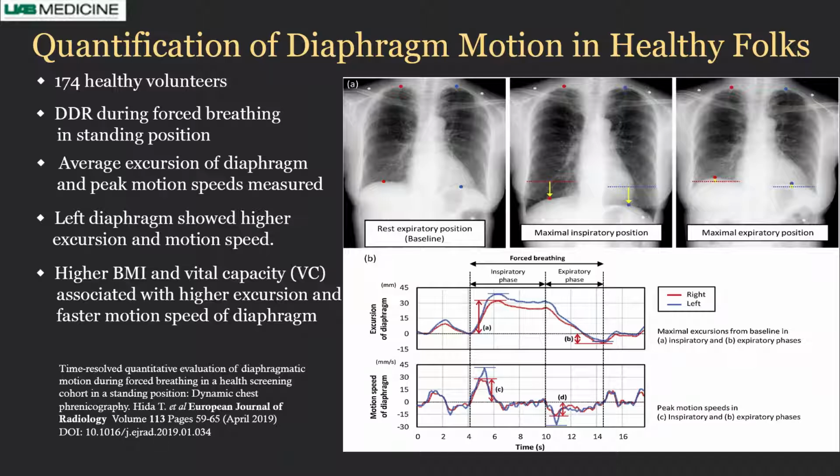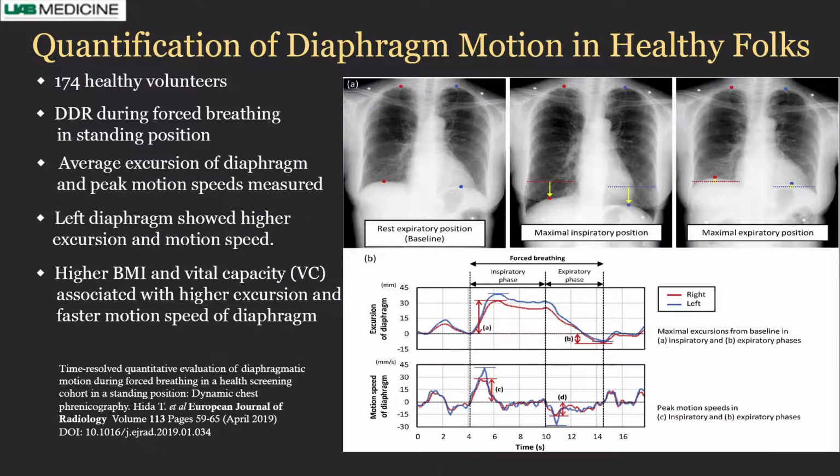What they found was average excursion of the diaphragm and peak motion speed measured was higher on the left side in the healthy normal population. And if the patient has a large BMI or their vital capacity is higher, they are associated with higher excursion and faster speed, which you can plot in these diagrams. The right hemidiaphragm is red and blue is the left hemidiaphragm, both with higher excursion and higher speed.